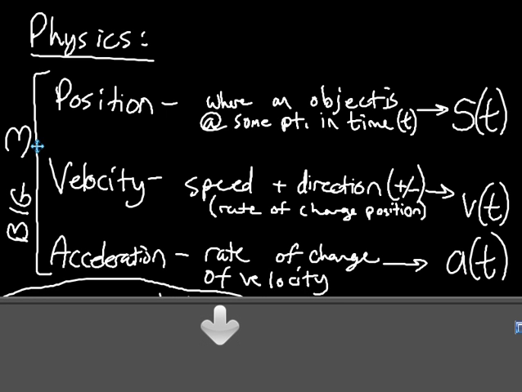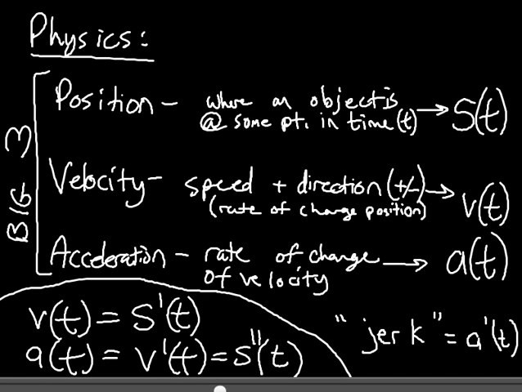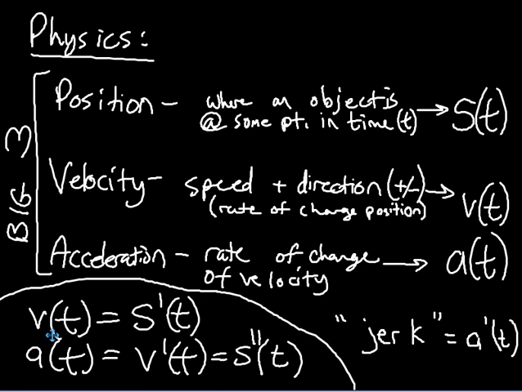Okay, so on to the side here, we notice these are the big three. We'll be using these functions a lot. Down here, just to close it out, v of t, you can express that as s prime of t. A of t is v prime of t, or you could say the double derivative of position, s double prime of t. Now there is one more.